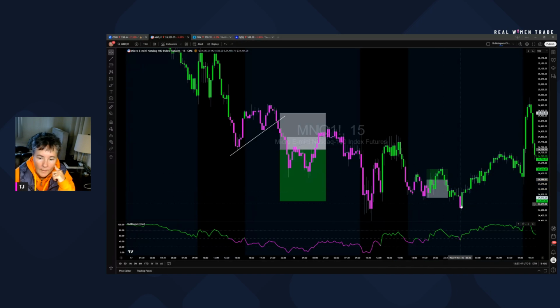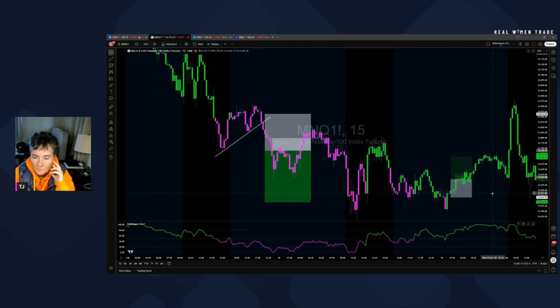And then we have a pullback. This big candle is just crossing the 50. So I would have stayed out until we got up over here to the 80, maybe on this candle. Took a long. Nice stop around there. And that got up to a 1.24. Obviously, once you start getting in profit, you can move your stop up to break even, so you have less risk.